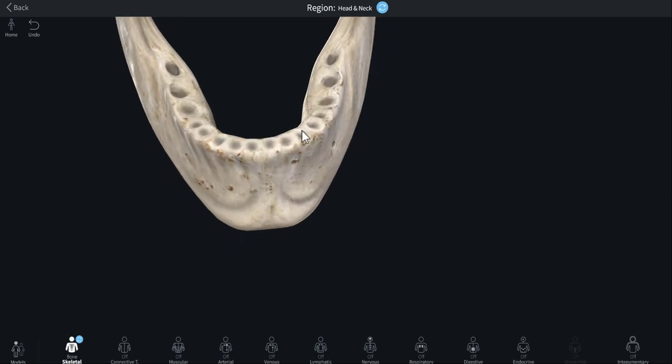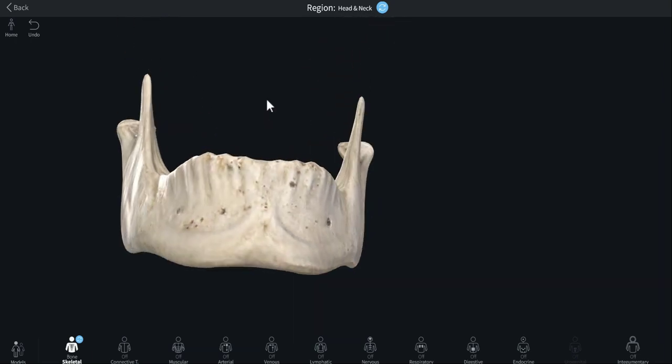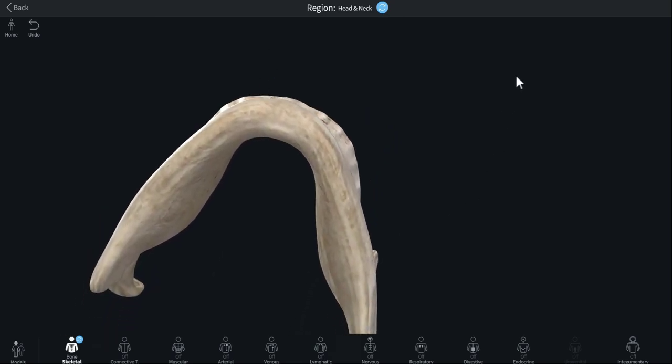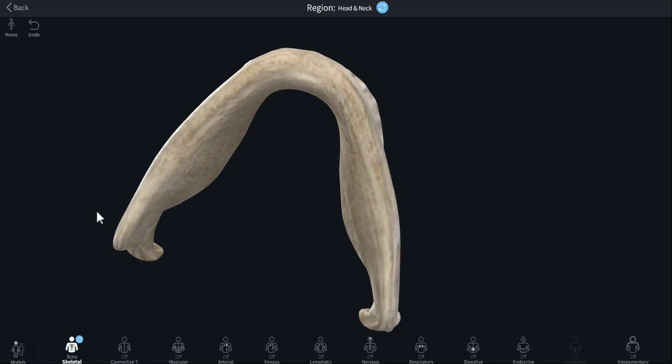This is the upper border of the body of the mandible. This is the lower border. Let me give you a better view. This is the lower border of the body of the mandible. We are not talking about the rami right now.